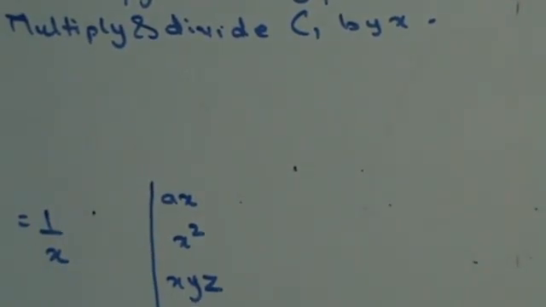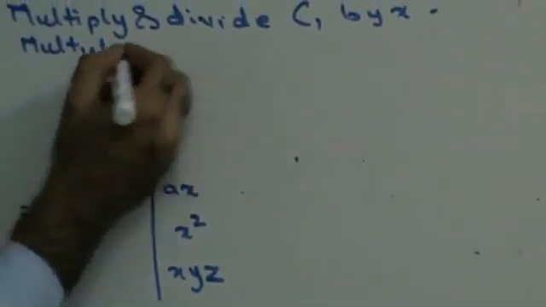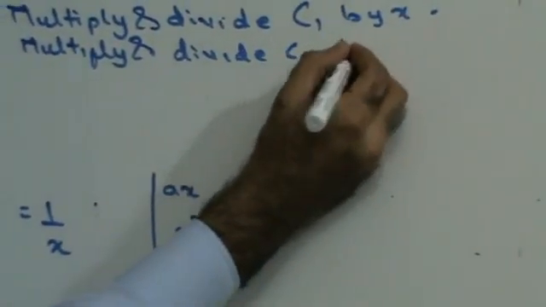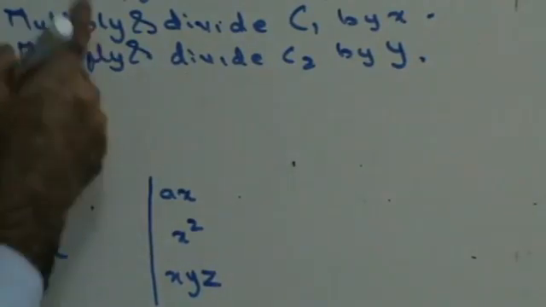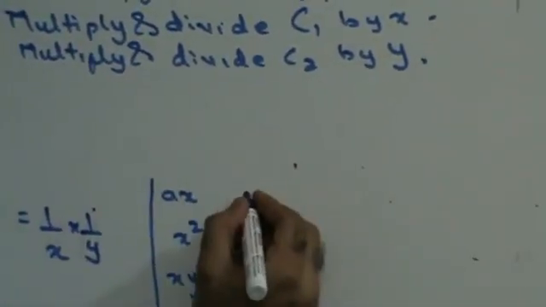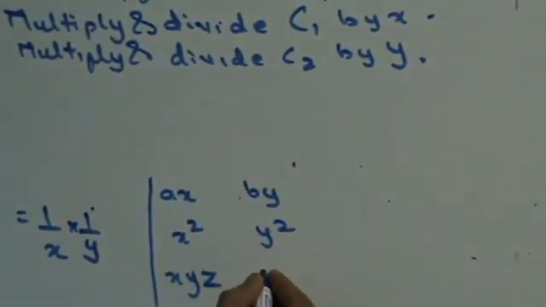Now, look at your left hand side again. I want BY. So I'll multiply and divide the second column by Y. I am dividing by Y outside and I will multiply inside, so this will become BY, Y square and XYZ.